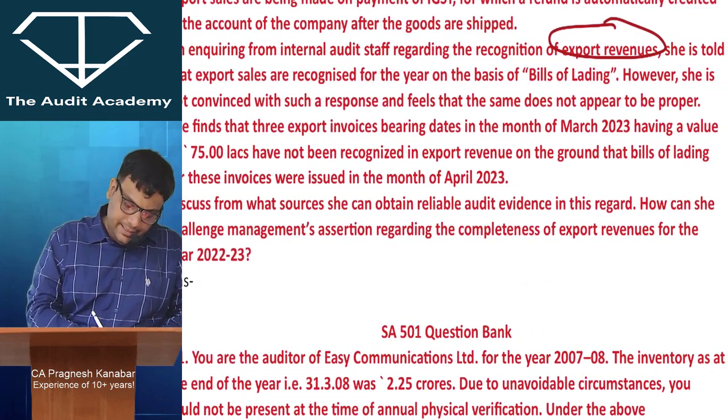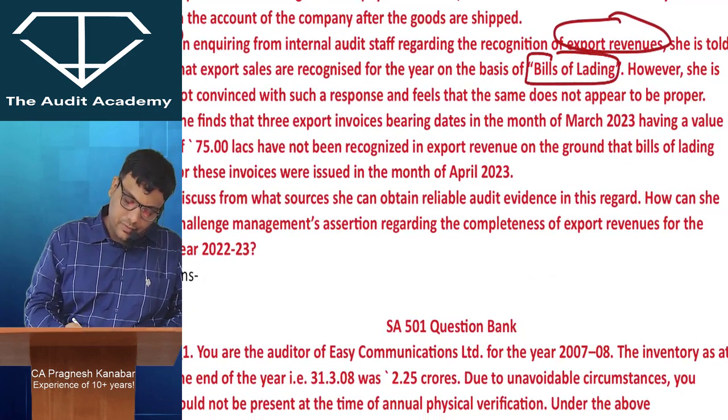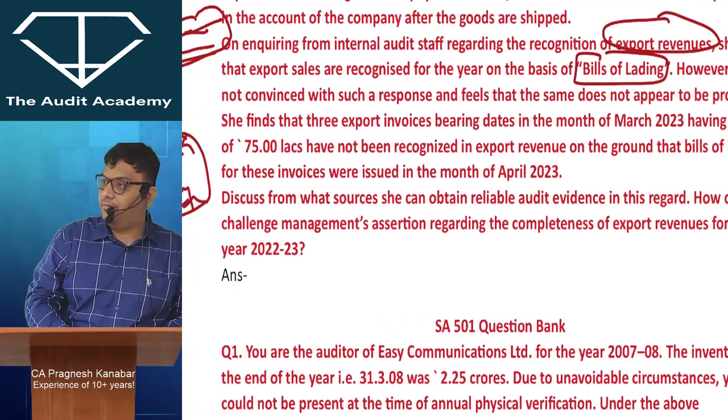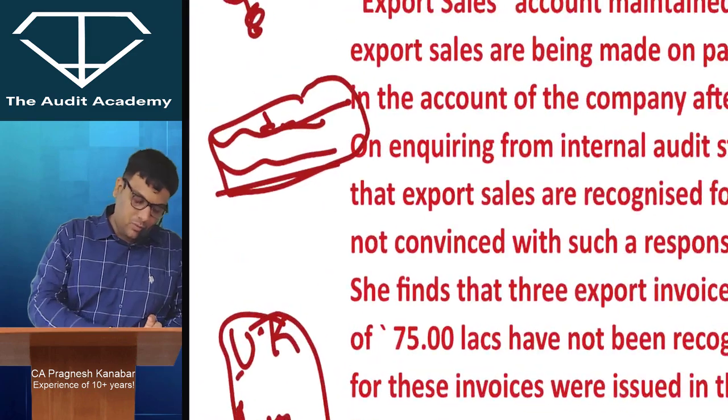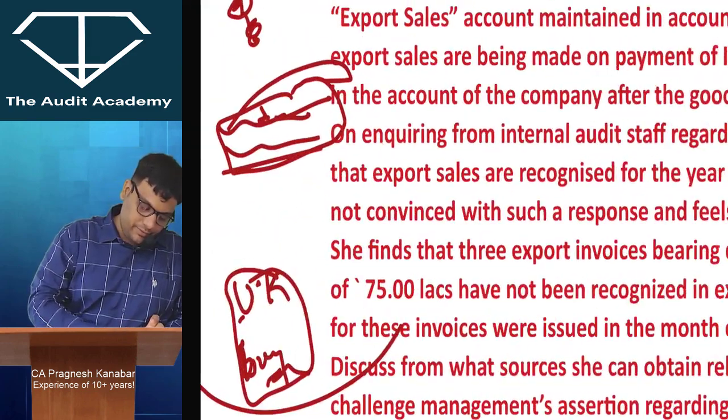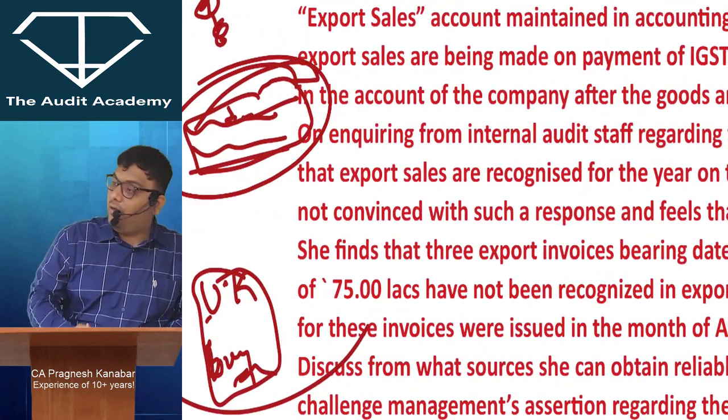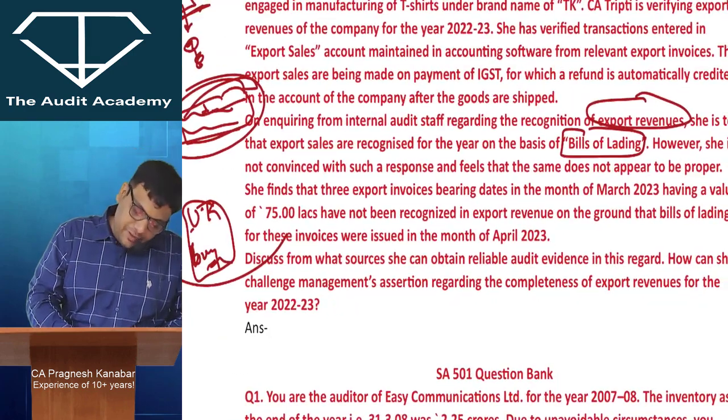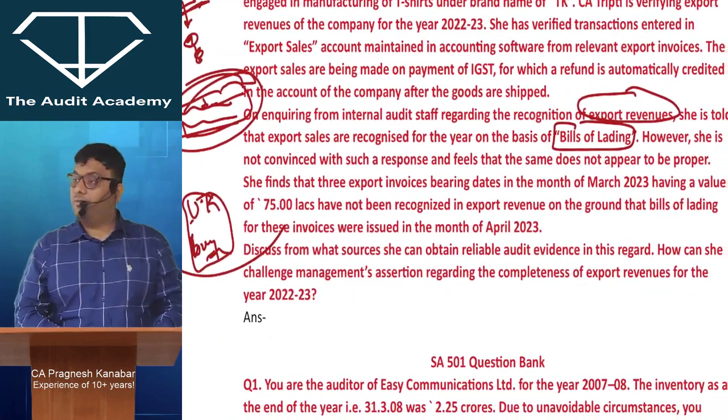The company is recognizing revenue based on the bill of lading. What is the meaning of bill of lading? That the moment it is loaded on the ship. After that, the company is recognizing the revenue.